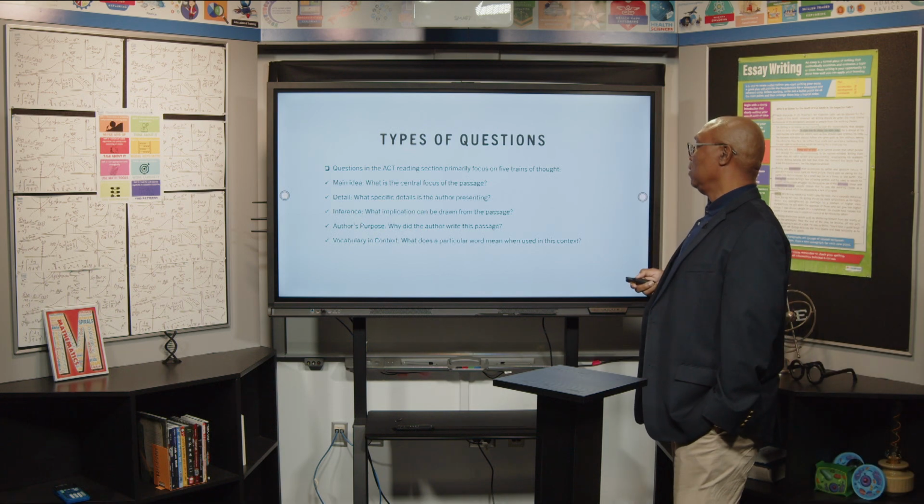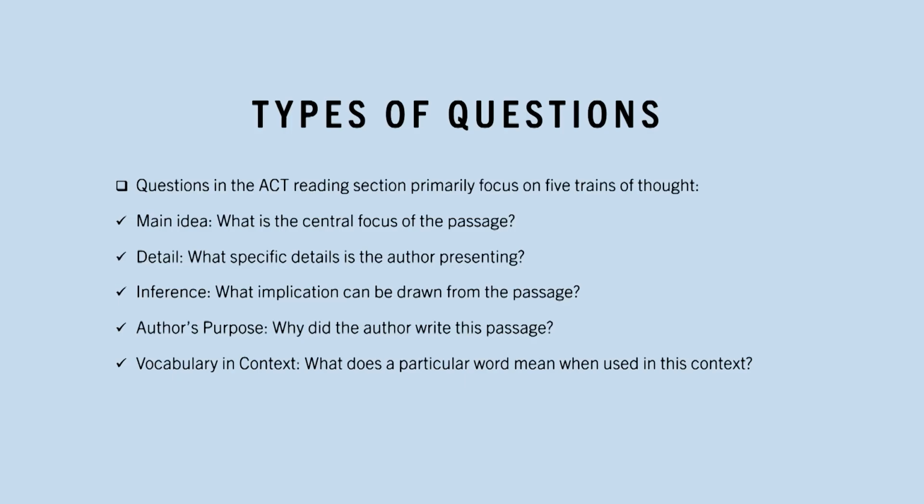Questions in the ACT reading section primarily focus on 5 trains of thought. Main ideas: what is the central focus of the passage? Detail: what specific details is the author presenting? Inference: what implication can be drawn from the passage? Author's purpose: why did the author write this passage? And then vocabulary and context: what does a particular word mean when used in this context?